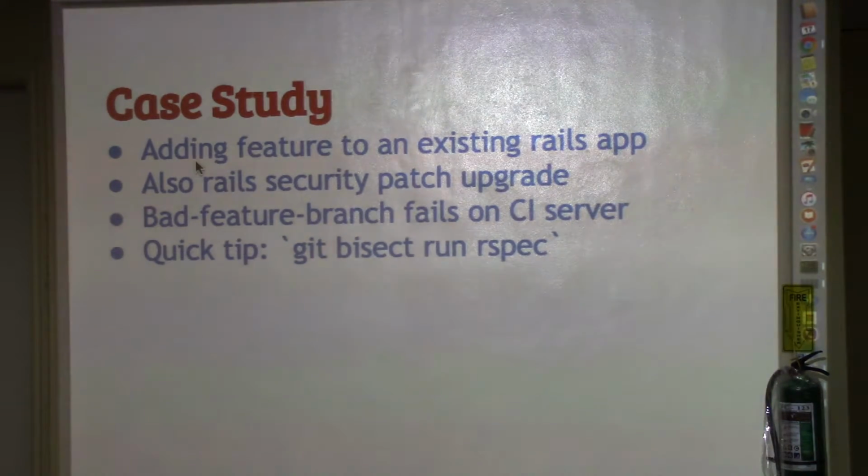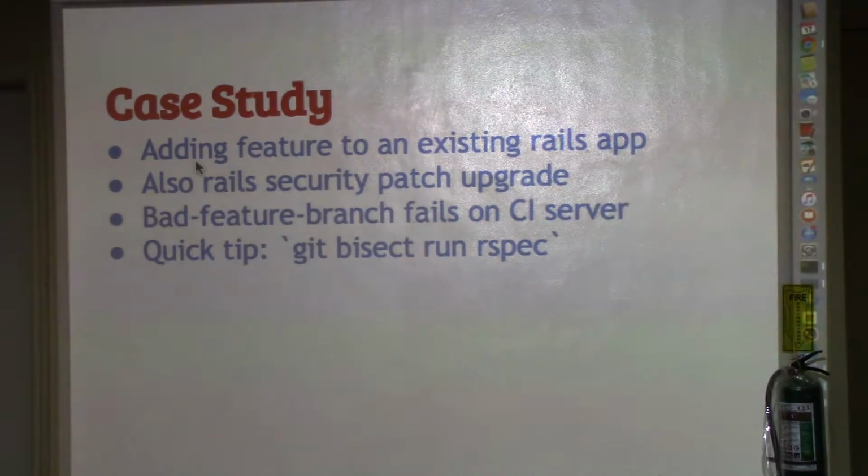I'm working on a particular Rails app, and I was working on a feature. And then while I was working on that feature, I also found out that there's a security issue with Rails, and so I had to also upgrade Rails along the way. And then it failed on the CI for some reason. I didn't know what to do.